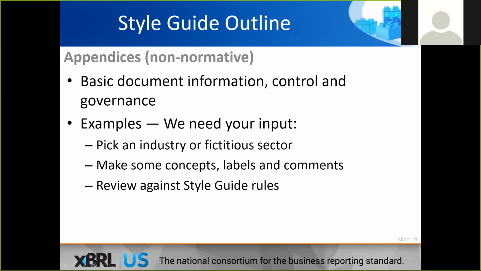One thing that we want to add at the end that's blank right now is examples, and we're going to be doing some ourselves at the DSC. If anybody has any ideas that might apply, that would be really wonderful. What we're looking to do is either pick an industry or make up some fictitious sector, and then come up with some concepts, labels, and comments as to why those exist, and then review that against the style guide rules. So we can throw an example.